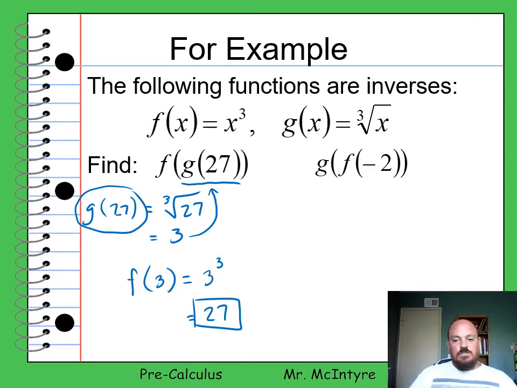Now let's do one more just to show that it always works. We'll do g of f of negative 2. I switched the g and the f, and I threw a negative number in there. But we're going to do the same thing. We're going to do the f of negative 2 first.